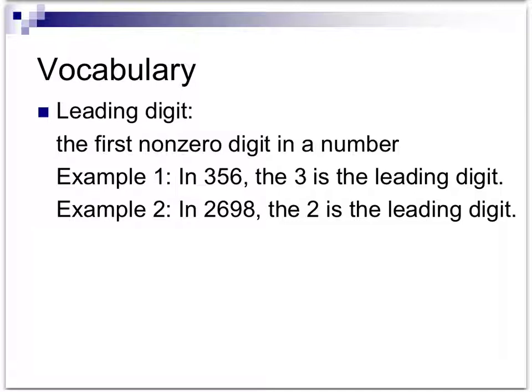Here's important vocabulary you also need to write down in your notes. Leading digit. You'll hear me say leading digit a lot in this lesson. A leading digit is the first non-zero digit in a number. So I have two examples. In 356, the leading digit would be the first digit I see that's not a zero, which is 3. So 3 is the leading digit. In 2698, 2 is the leading digit.